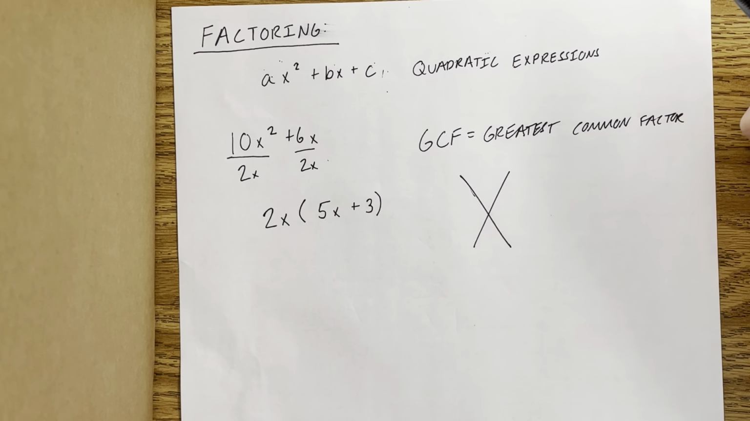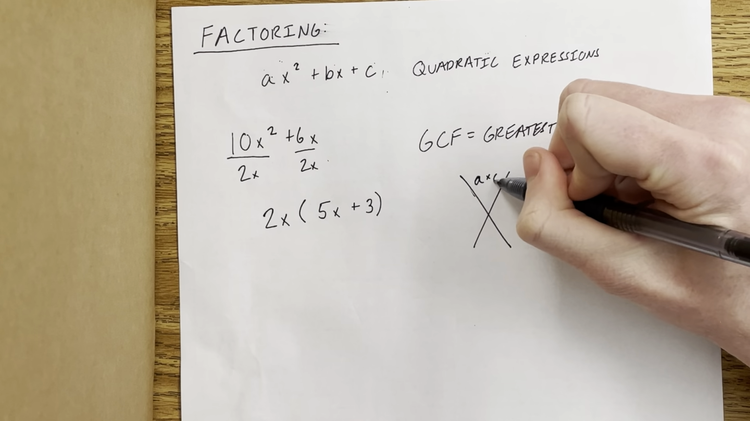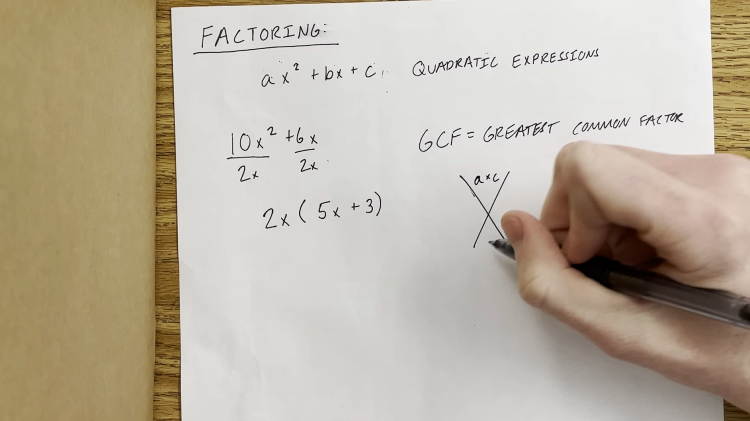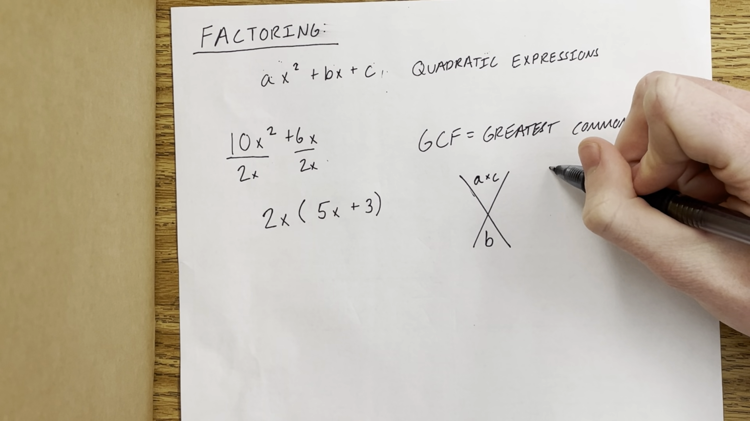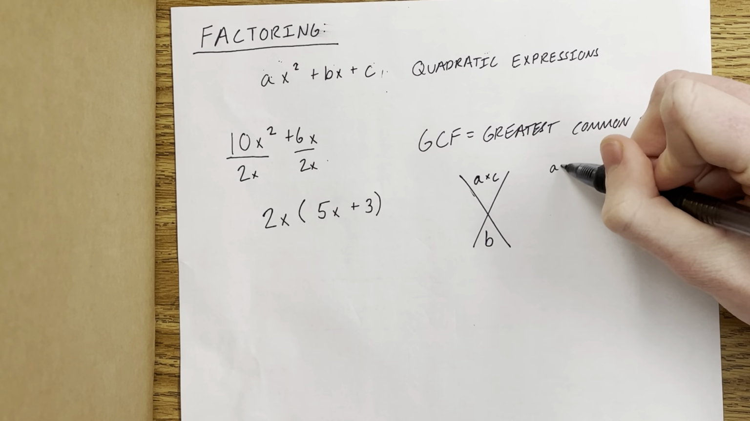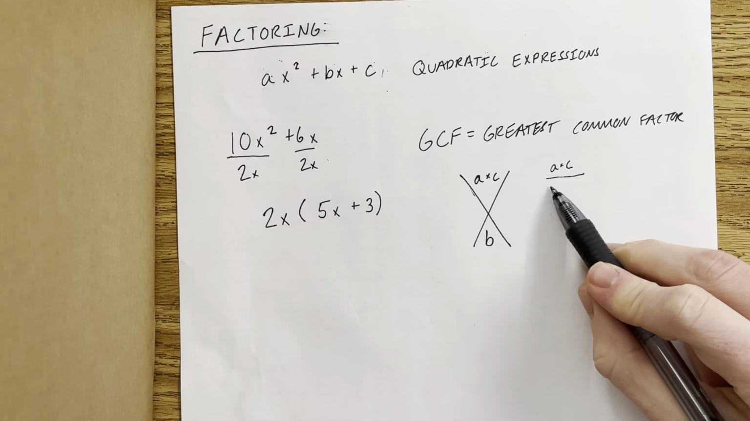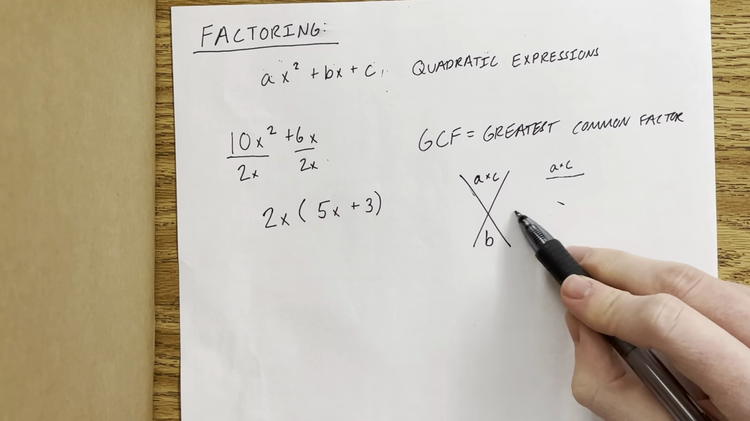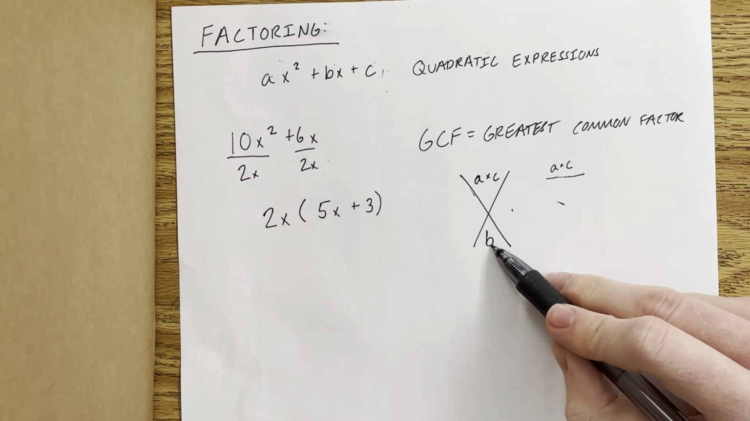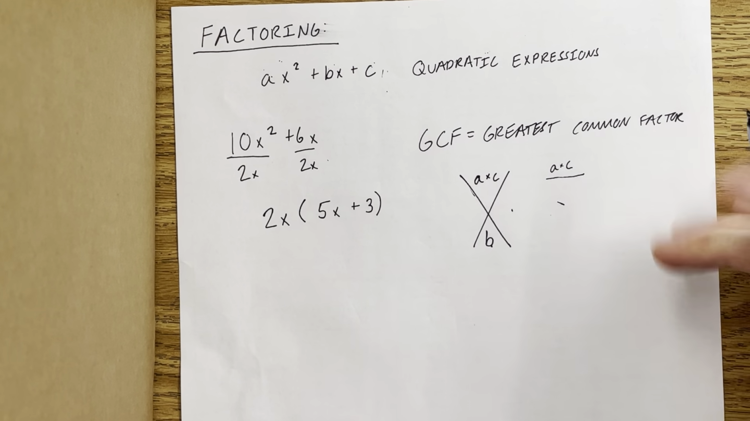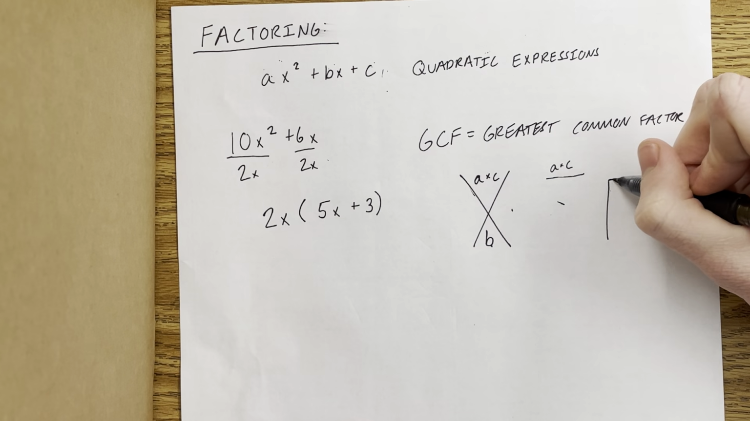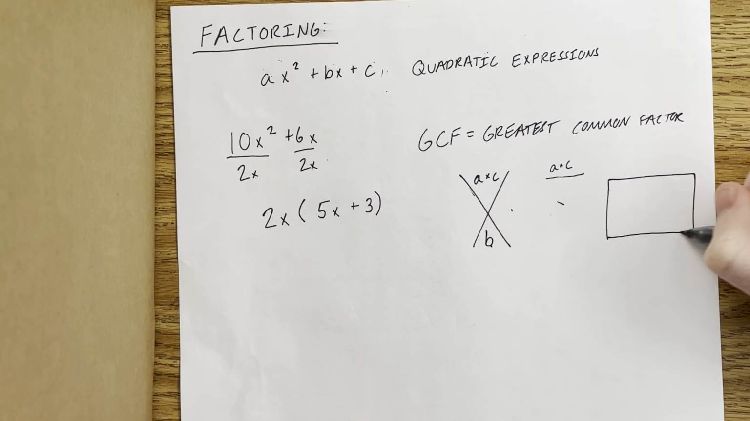When we use our diamond, we'll have a times c on the top, and we'll have b on the bottom. Then we'll find the factors of a times c that add up to b, but also multiply to equal a times c. It'll make more sense once we start doing it. I'm going to show you the general formula before we begin.